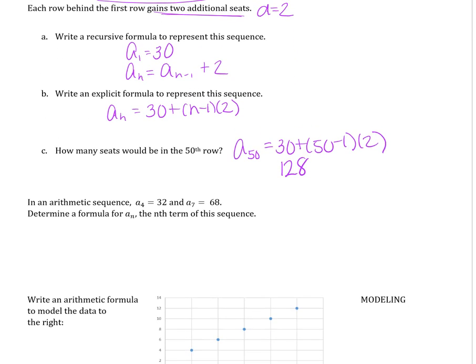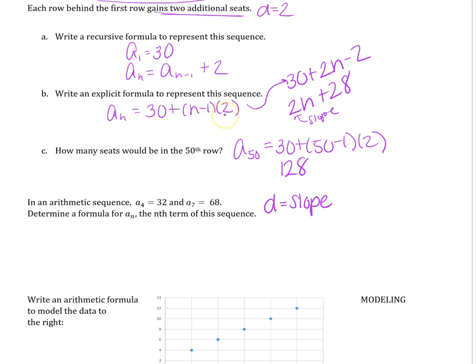Now, what you should notice each time is that an arithmetic sequence follows a linear pattern. So that means the common difference is equal to the slope. Let's just say, for example, this one up here. If I were to simplify this, this is 30 plus 2n minus 2, right? So that's 2n plus 28. This 2n, the 2 corresponds to the slope of that line. Do you see how that corresponds then to the common difference?